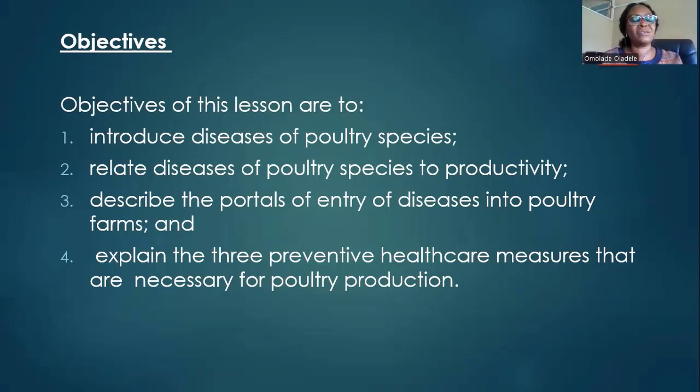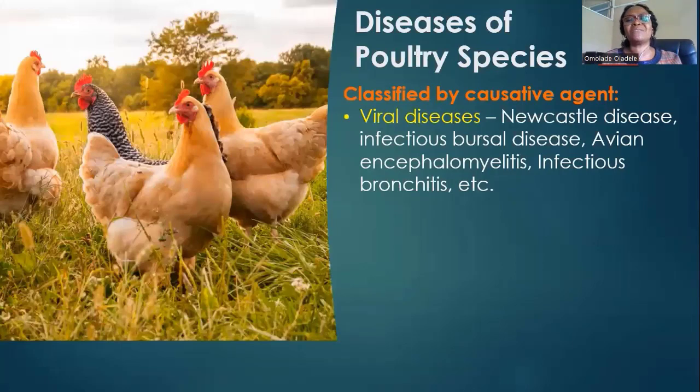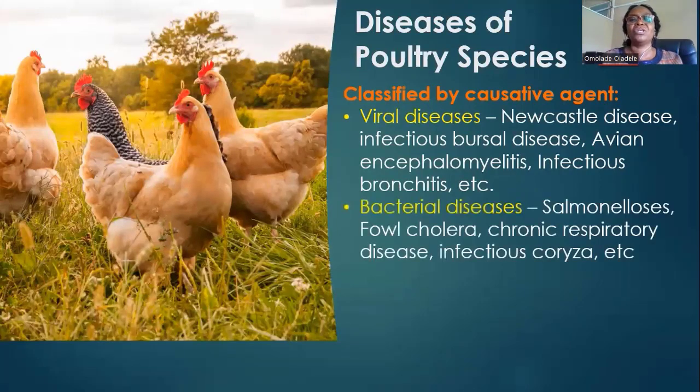Now, the next objective is to describe the portals of entry of diseases into the poultry farm. How do these disease agents come in? And then the fourth objective is to explain the preventive healthcare measures that are necessary for poultry production. So we start with diseases of poultry.